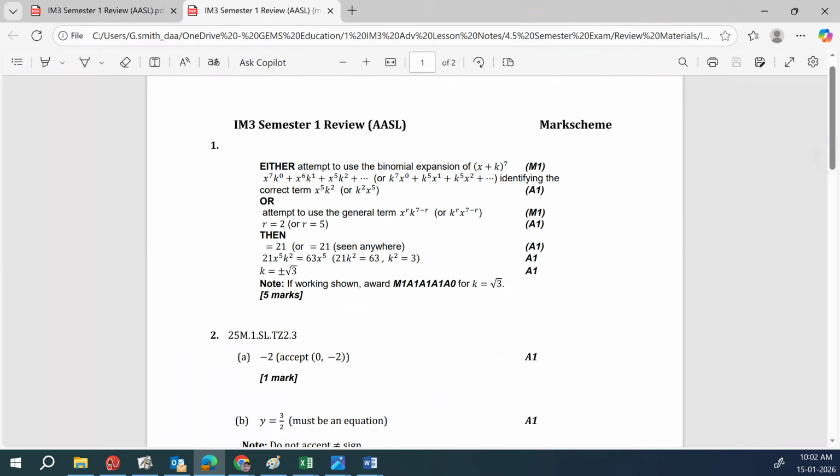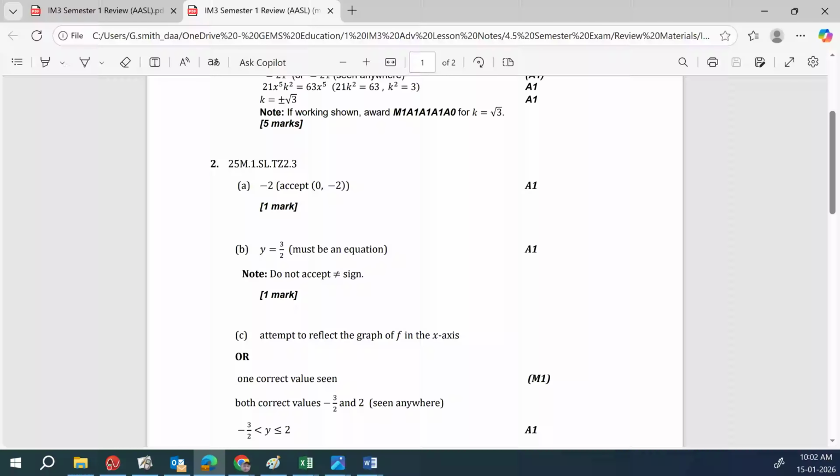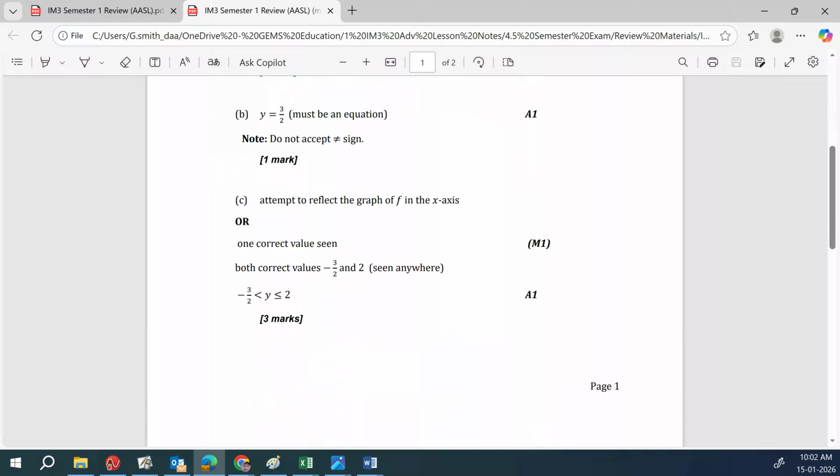Okay, so for this second question, let's have a little look. We needed negative 2 for that one. It would accept a coordinate. We got the equation here. It says it must be an equation. Don't accept this sign. And the first one would be an attempt to reflect the graph in the axis.